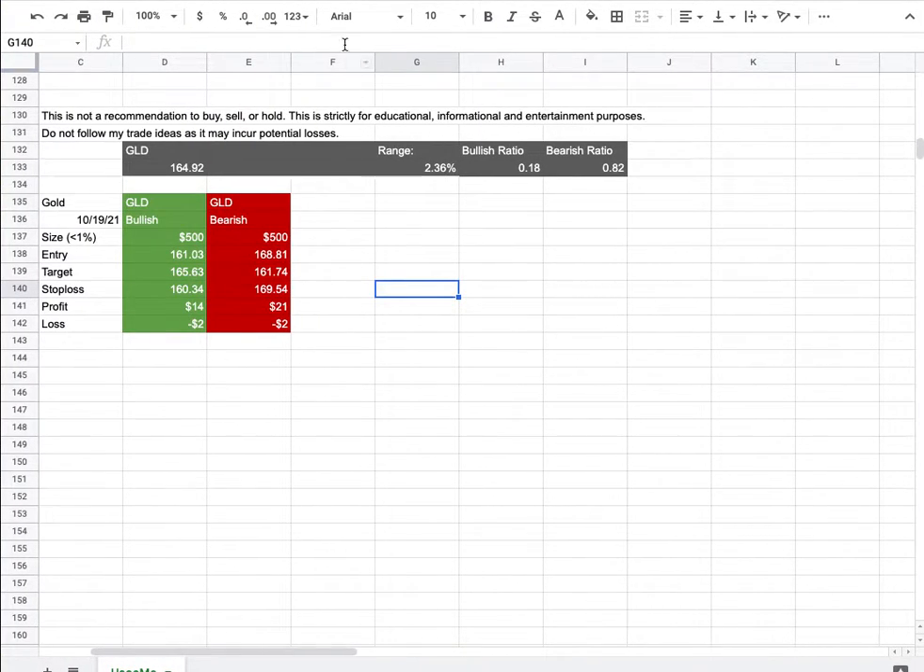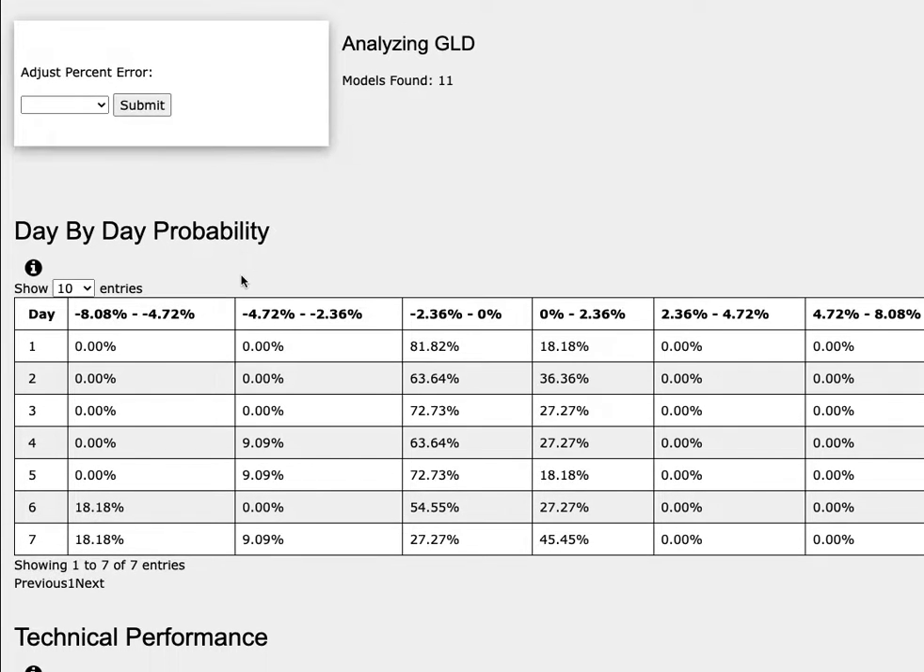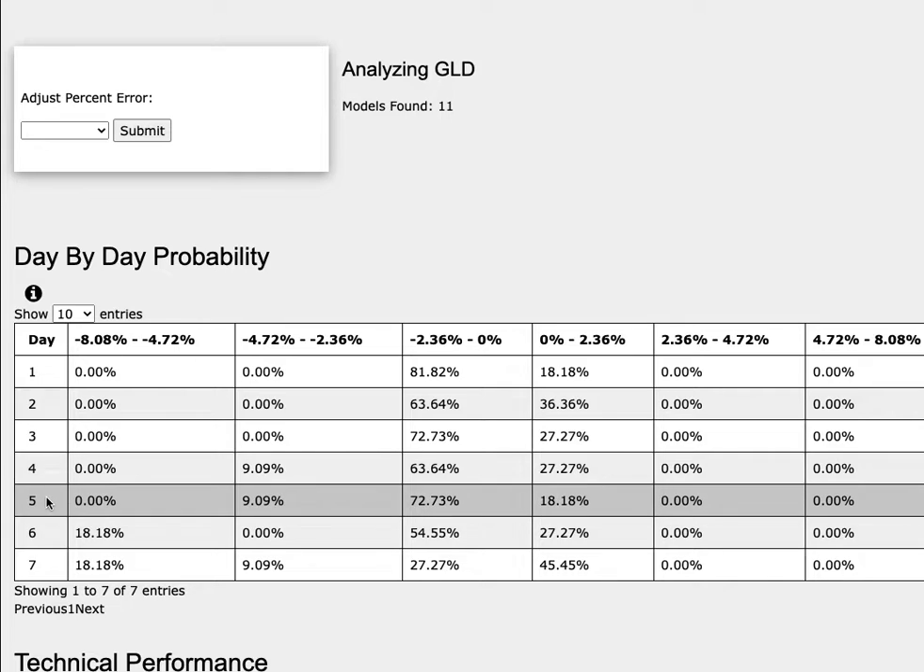So how did I develop these trade ideas? It all comes from the day-by-day probability model. As we progress to the 5th day or week of trading, gold futures has an 18% chance to climb between 0 to 2.4%. To the downside has a 73% chance to fall between 0 to negative 2.4%, and a 9% chance to fall between negative 2.4 to negative 4.7%.